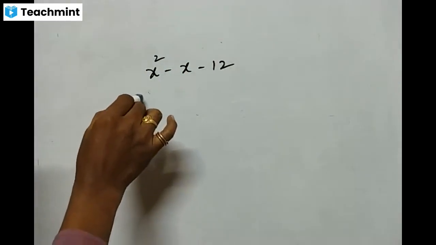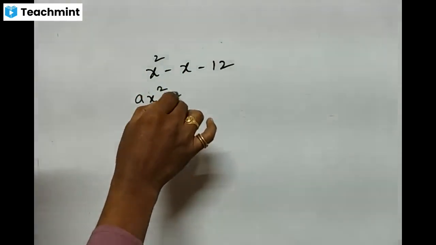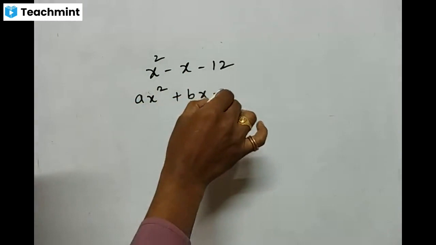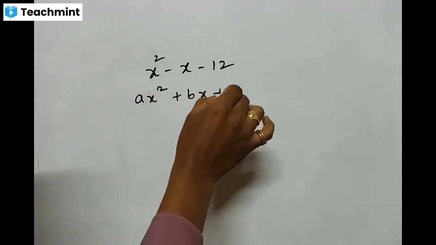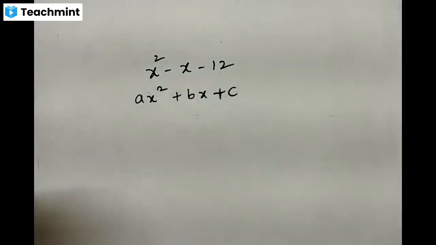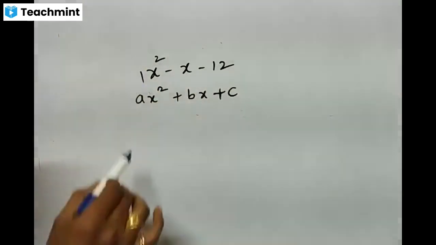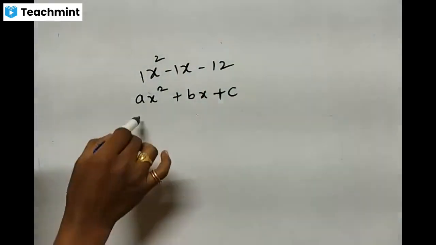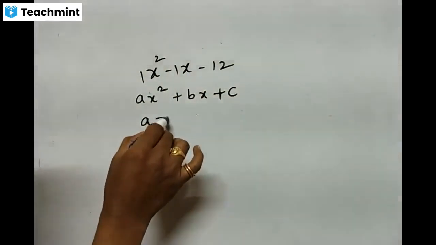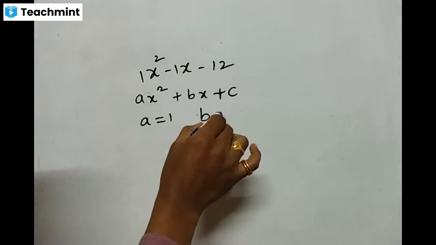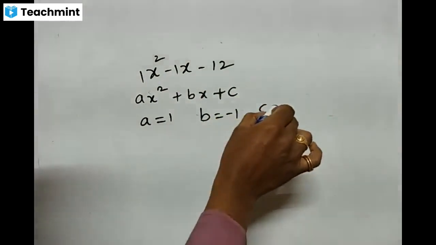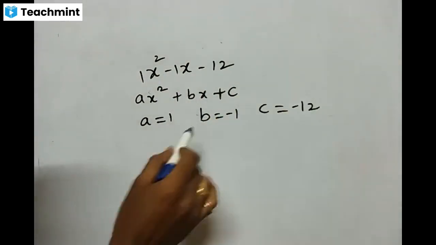So it is in the form of ax square plus bx plus c. This is the standard form of a quadratic expression. So now, what is the value of a? Tell me. 1. B value is -1, C value is -12, right? Yes, sir.